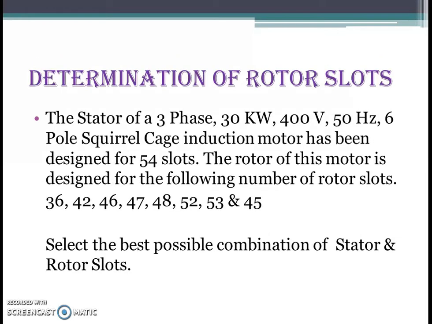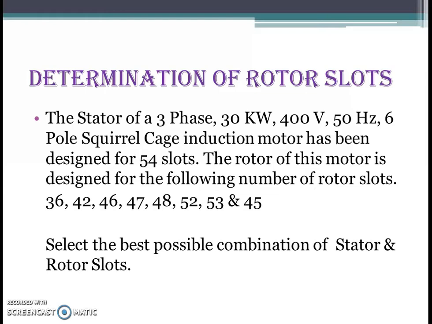Let us take one example of how to determine the rotor slots. The stator of a three phase 30 kilowatt, 400 volt, 50 hertz, 6 pole squirrel cage induction motor has been designed for 54 slots. So the number of stator slots is finalized at 54. The rotor of this motor is designed for the following numbers of rotor slots: 36, 42, 46, 47, 48, 52, 53 and 45. Now the task is to select the best possible combination of stator and rotor slots. We are not changing the stator slots, so stator slots will remain 54, that is final. We have to select rotor slots accordingly.